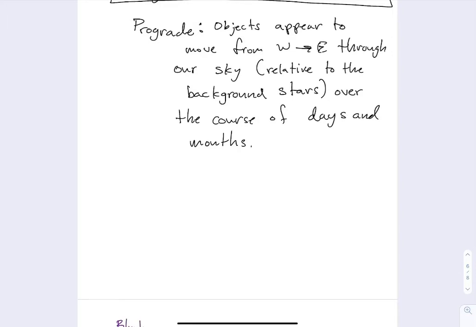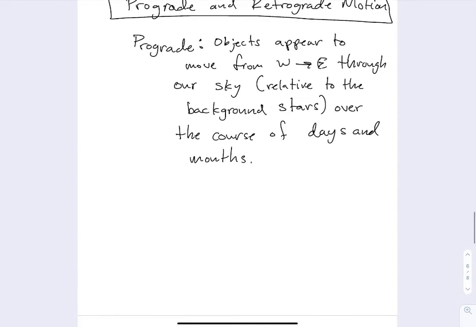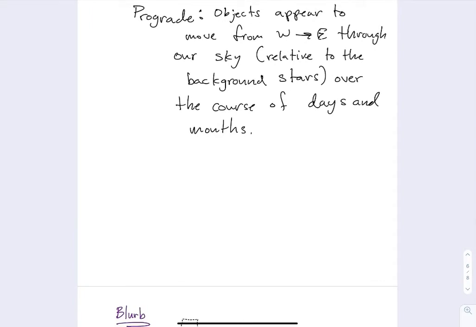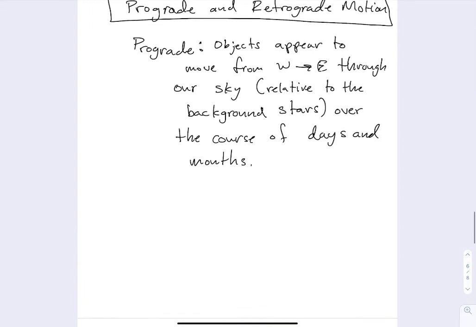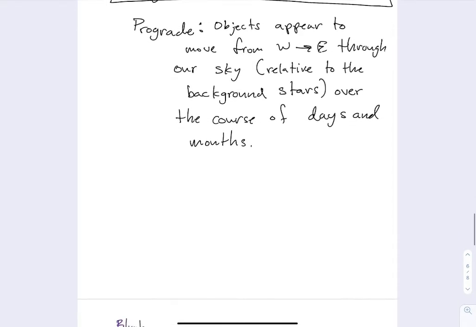Anyway, retrograde motion is just the opposite direction of motion. So it would be when objects appear to move from east to west. So I'm going to give you a definition for retrograde motion, but just not quite yet. I just wanted to start you out thinking about prograde motion, and now I'm going to show you what I'm talking about. So this is a blurb.